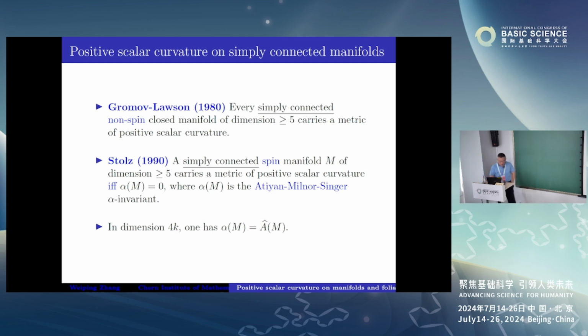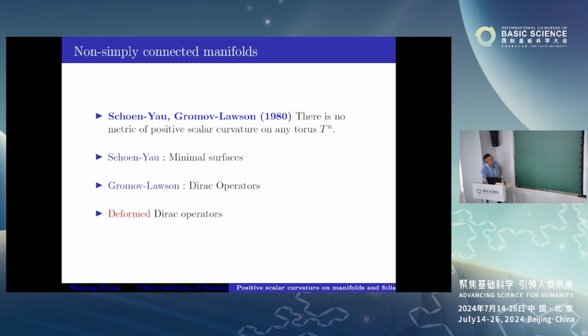So what about the natural question: what about non-simply connected manifolds? The simplest case for non-simply connected manifolds is the torus. Then Schoen-Yau and Gromov-Lawson proved around 1980 that there is no metric of positive scalar curvature on any torus. And Schoen-Yau's method is using minimal surfaces or minimal hypersurfaces. I think it worked for dimension less than or equal to 7 at that time.